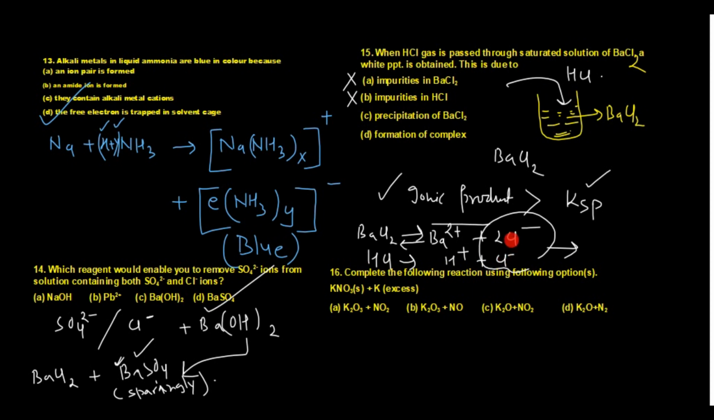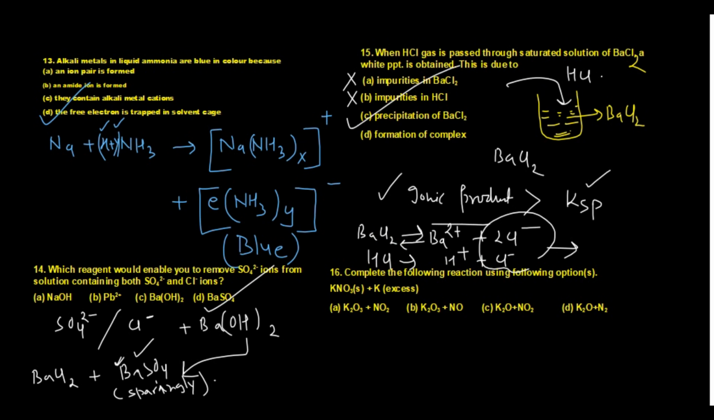The only way to lower this concentration of chloride is what? It can again combine with the barium to form the barium chloride, because it is less soluble than the HCl. However, you can say that this chloride can react with the hydrogen to form the HCl, but this is a strong acid. It will again ionize to give these things. So the only way left is what? Chloride can react with the barium to form the barium chloride. So basically it is the precipitation of the barium chloride which is happening in the solution. So your correct answer is the option C.